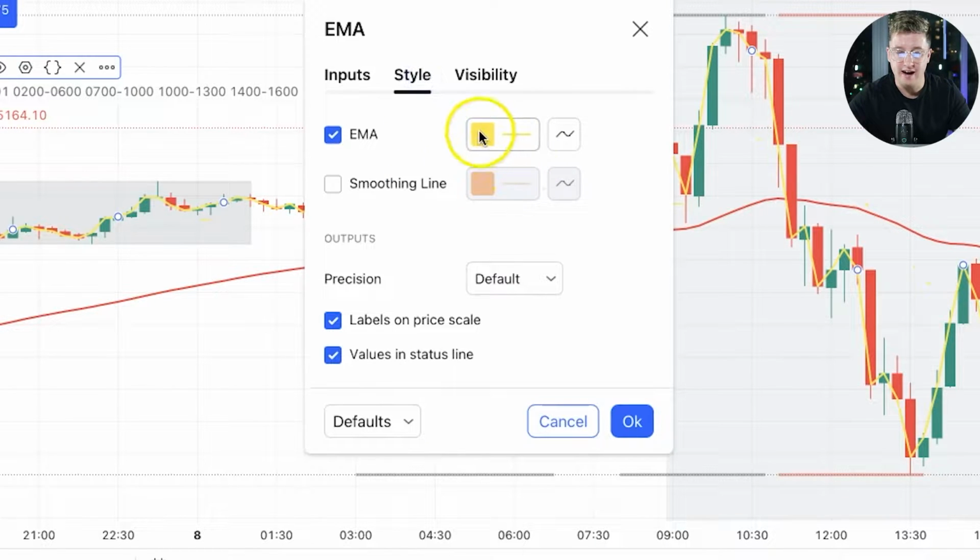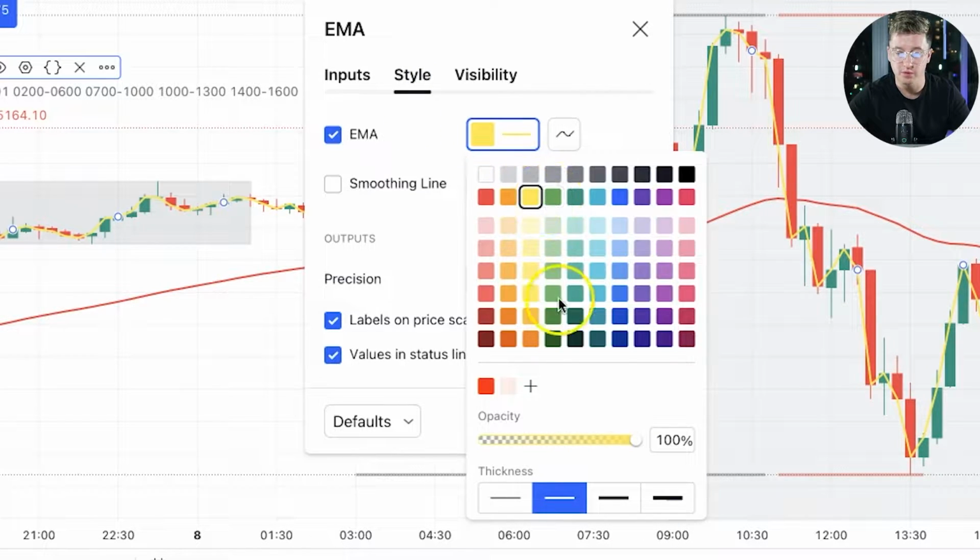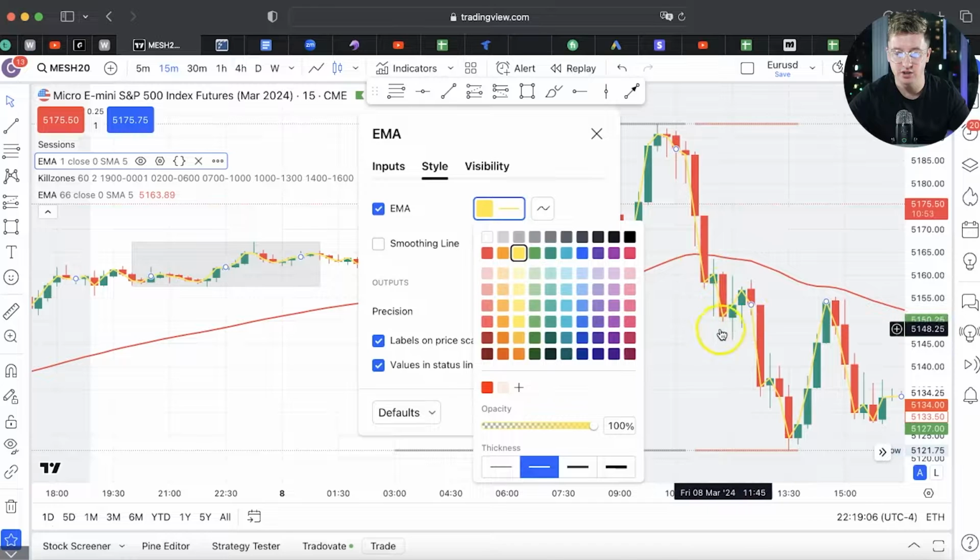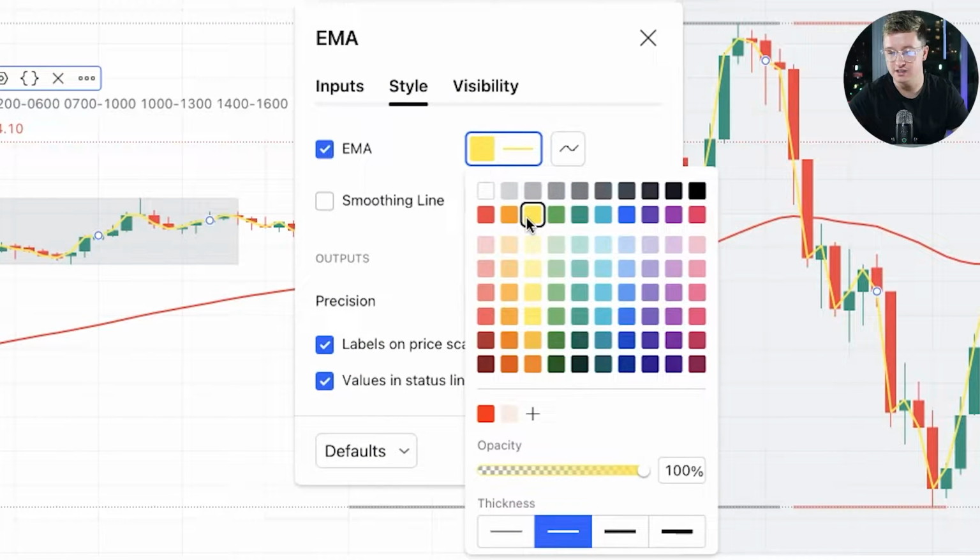The style, I have mine in yellow with the opacity all the way up, and then I have the thickness on number 2. You can see right here behind the chart, if I move the thickness up, it'll make it bigger and bigger. I like the second thickness. I think it's the perfect size. So if you guys want to change to maybe black, blue, I like it on yellow. It tends to stand out, especially on a white background chart.